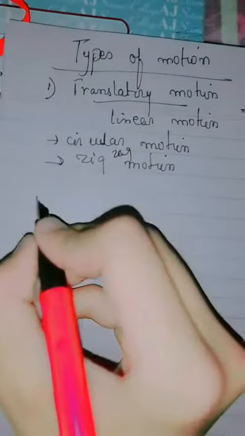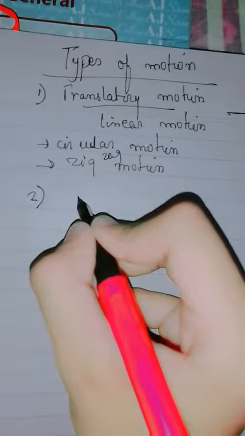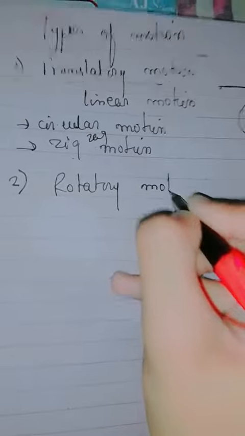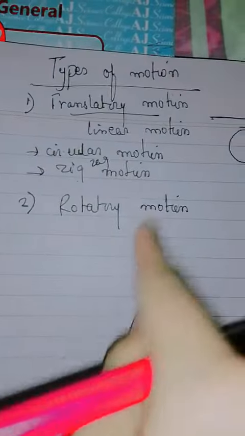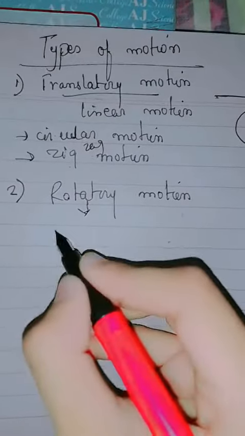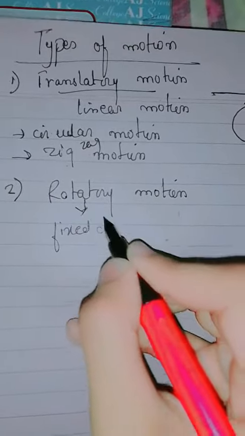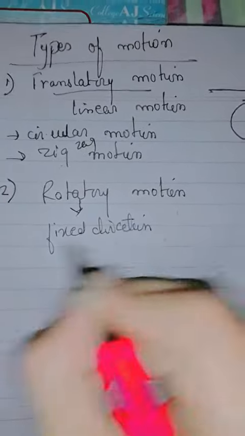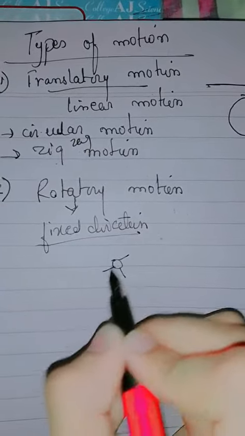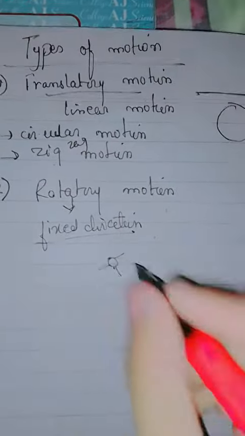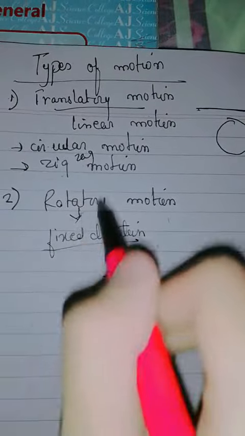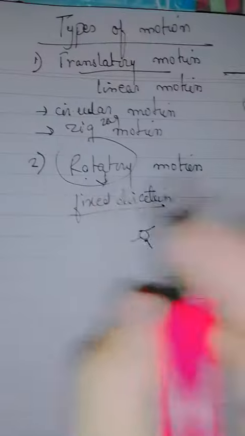The second motion we have is rotatory motion. Rotatory motion is anything that is moving about a fixed axis, moving but in a fixed position. For example, a fan is moving but in its own place. It is not changing its position, but it is moving about its fixed axis. That is known as rotatory motion.